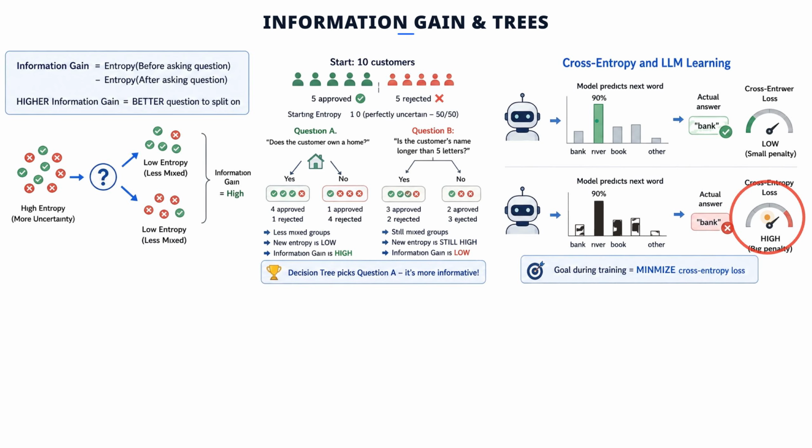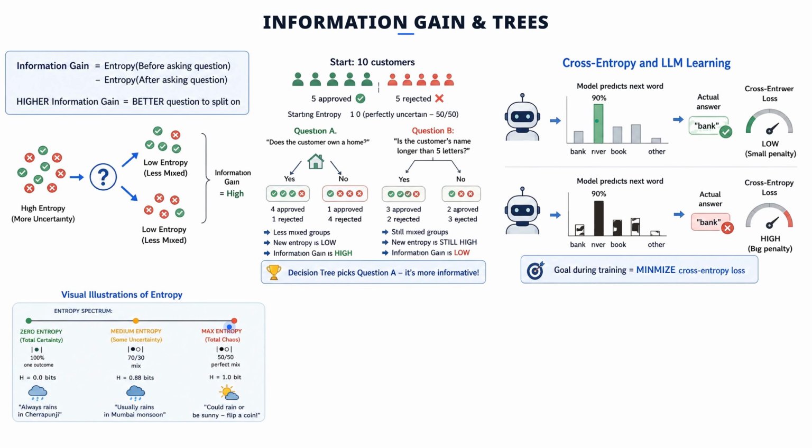To really ground this idea, let's look at the spectrum of entropy at the bottom left. On the far left, we have zero entropy, which represents total certainty, like the fact that it always rains in Cherrapunji. The middle shows medium entropy, where there is some uncertainty, much like a typical Mumbai monsoon. Finally, on the far right, we have max entropy, which represents total chaos, where outcomes are a 50-50 mix, just like flipping a coin.